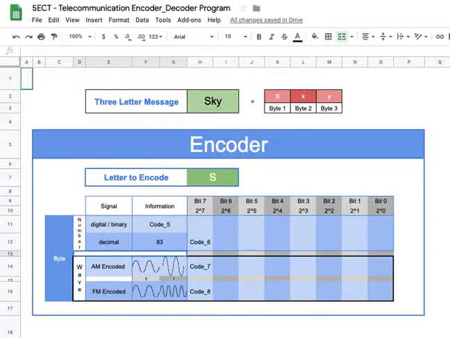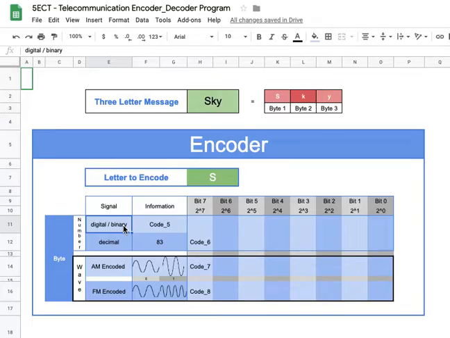And look that up on any ASCII table. Number 83 will be capital S. Or look it up on a Unicode 8 table. 83 will be capital S. All right, the next thing we need to do is take this decimal number and convert it to a digital signal or a binary signal.